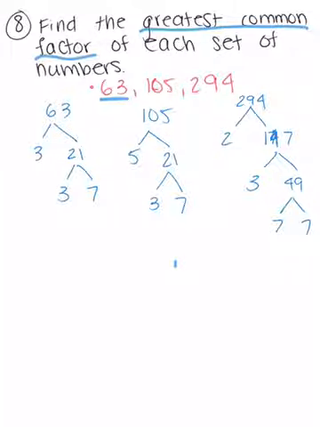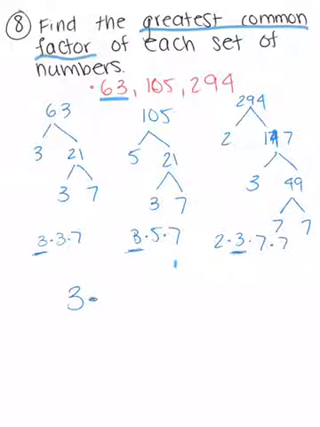So now what we have to do is rewrite these out, and we have 3 times 3 times 7 for 63. We have 3 times 5 times 7 for 105. And then we have 2 times 3 times 7 times 7. So now we have to find the factors that are common. There's a 3 here, a 3 here, and a 3 here. So that's good. We're going to bring that down.